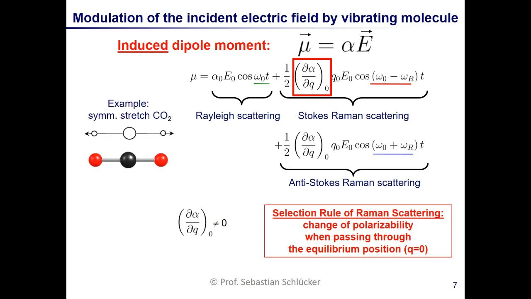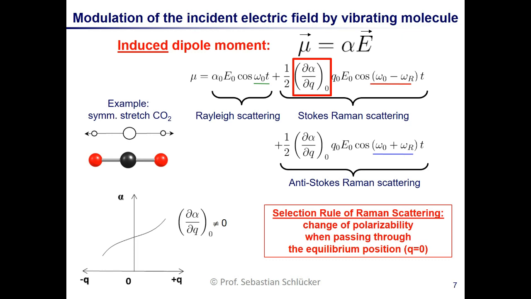Simple example, the symmetric stretching vibration of CO2, black carbon, red oxygen, and you see that the molecule expands and that the polarizability changes. That becomes more evident in the polarizability normal coordinate diagram. So alpha as a function of Q is plotted. You see that when the molecule contracts, the polarizability is smaller. You have alpha for Q equals 0, alpha 0.